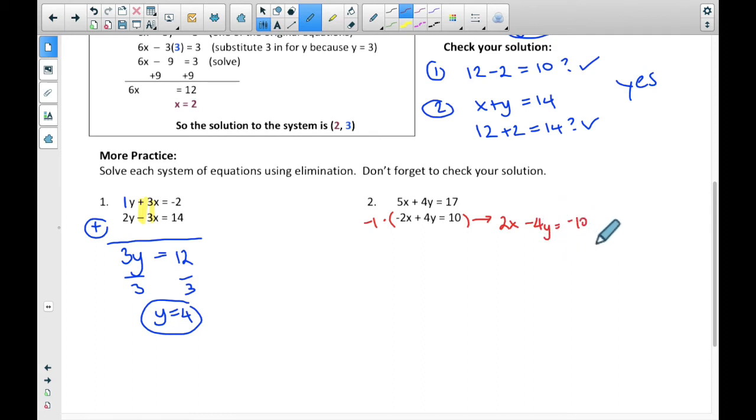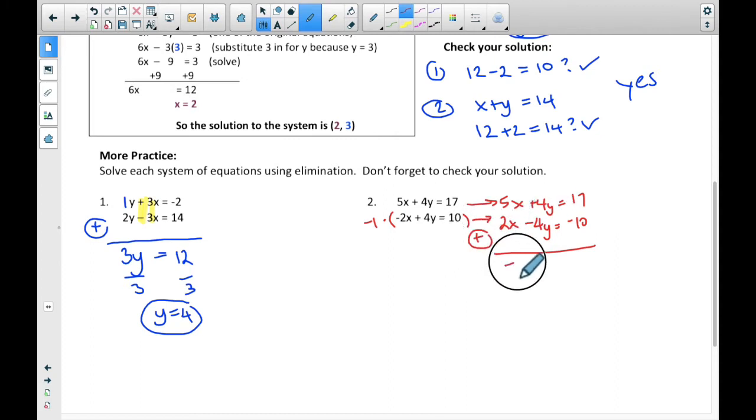All we did was basically change the sign on all 3 things. Now my top equation, I'm going to keep it just like it was: 5x plus 4y equals 17. When the numbers are the same number and same sign, you have to multiply by negative 1. And then you're going to add these together.